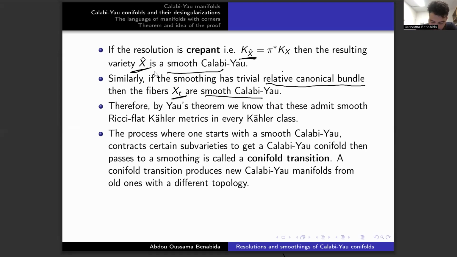So there is a process where we start with a smooth Calabi-Yau, then we contract certain subvarieties, as in the case of resolution. So we have varieties like this.